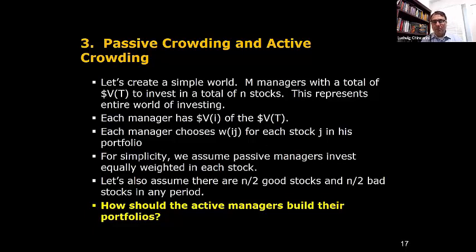So I'm going to create a simple world. There's M managers with a total of V dollars to invest in a total of N stocks. Okay, very simplified world. Each manager can put V_i dollars into the markets, and each manager chooses the weights of the stocks in their portfolio. Okay, and for simplicity, we're going to assume passive managers equal weight all the stocks. This is just for simplicity, but of course, in the real world, they're doing more market cap.